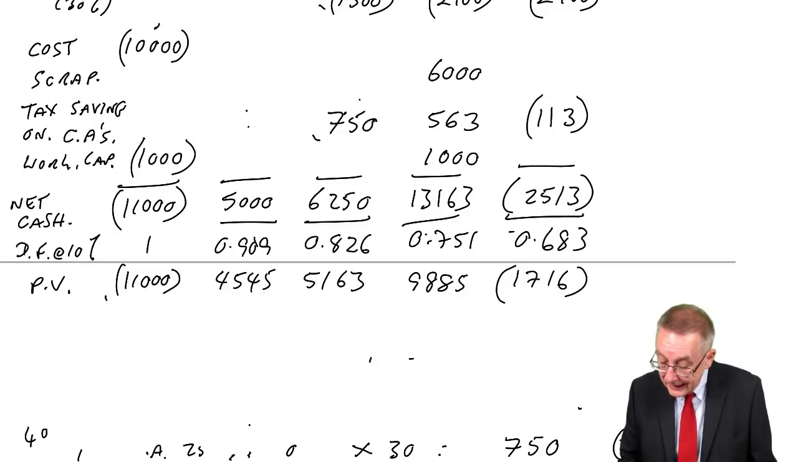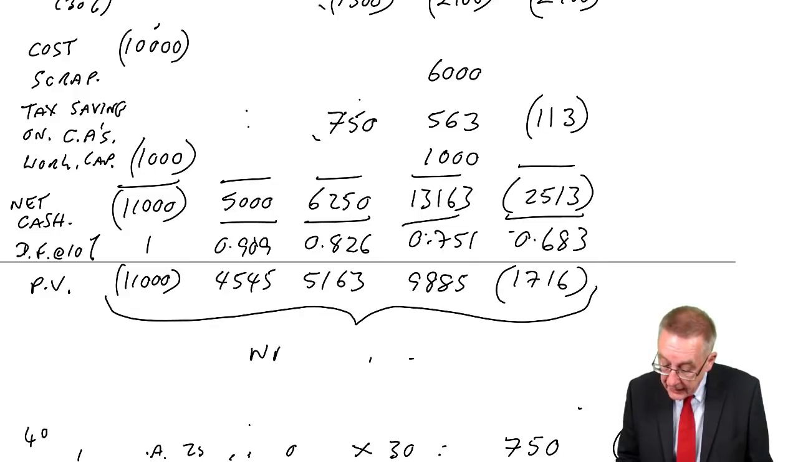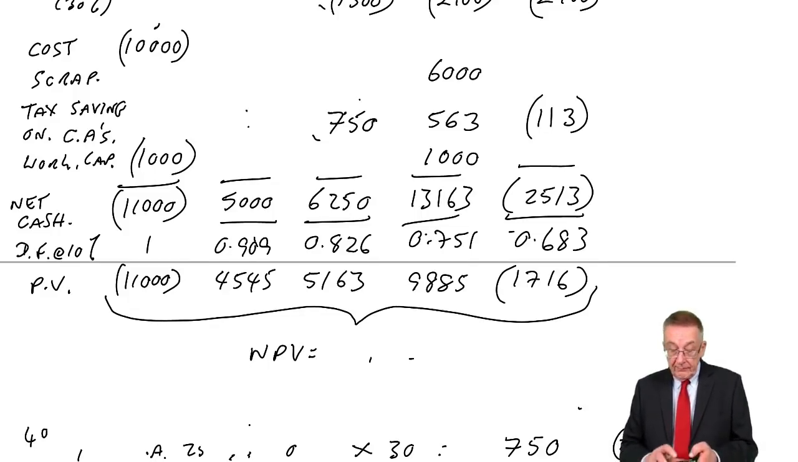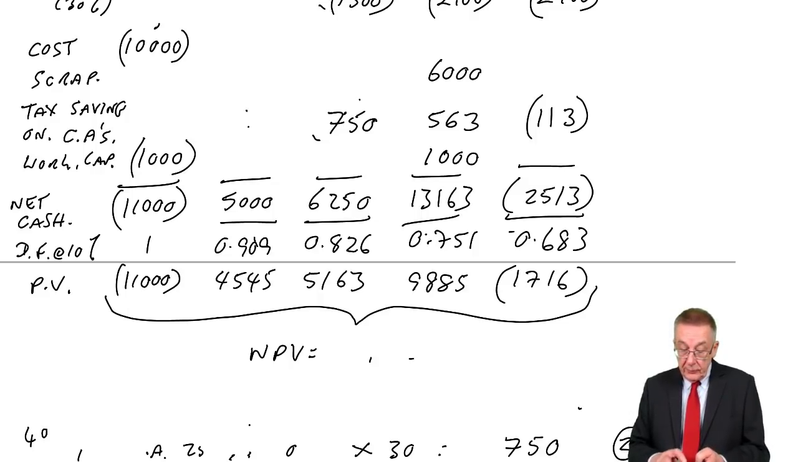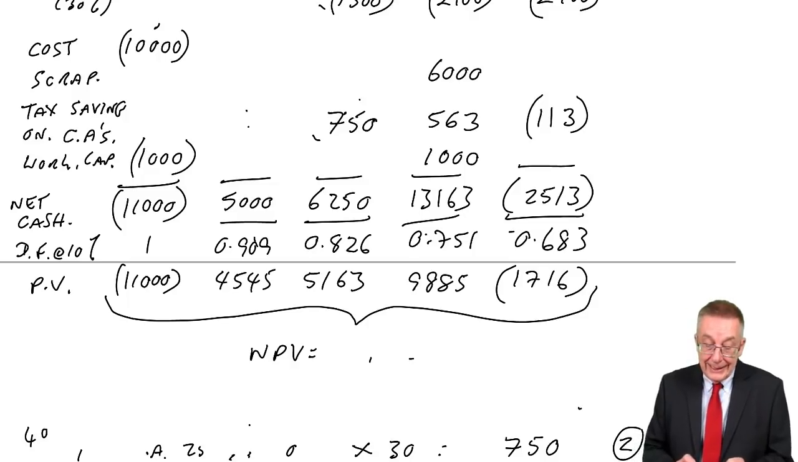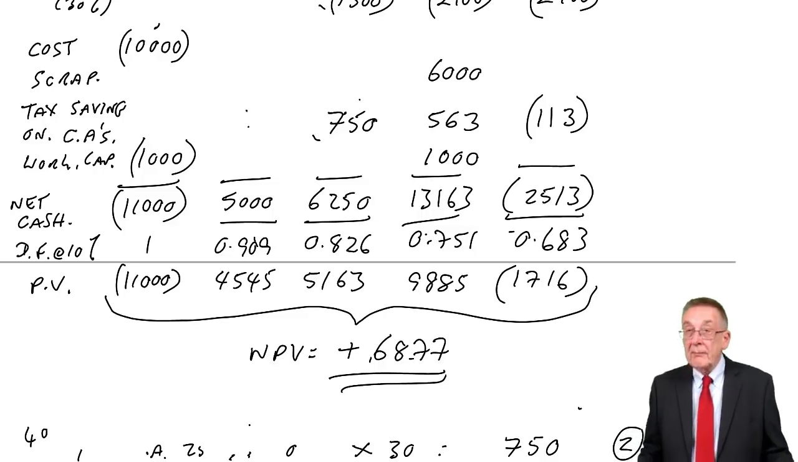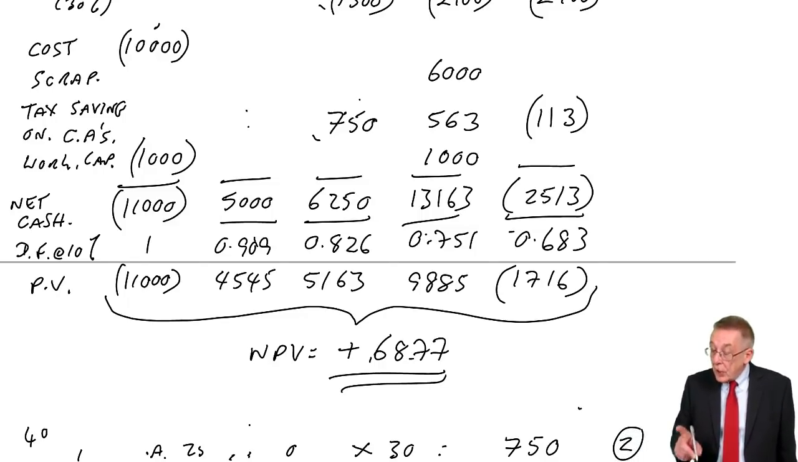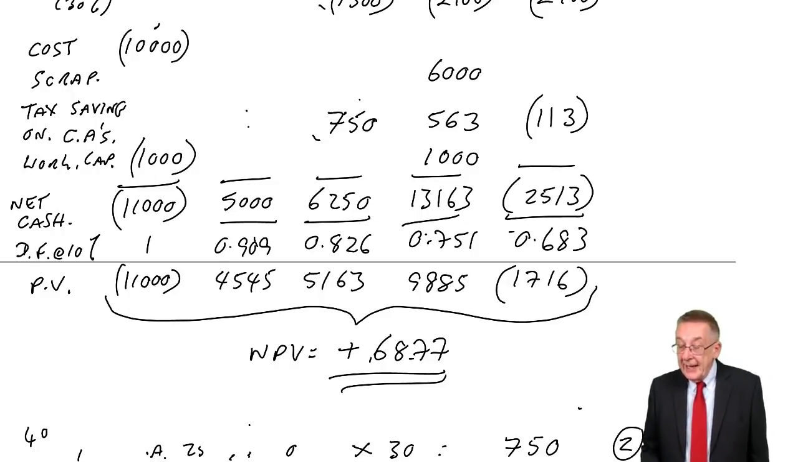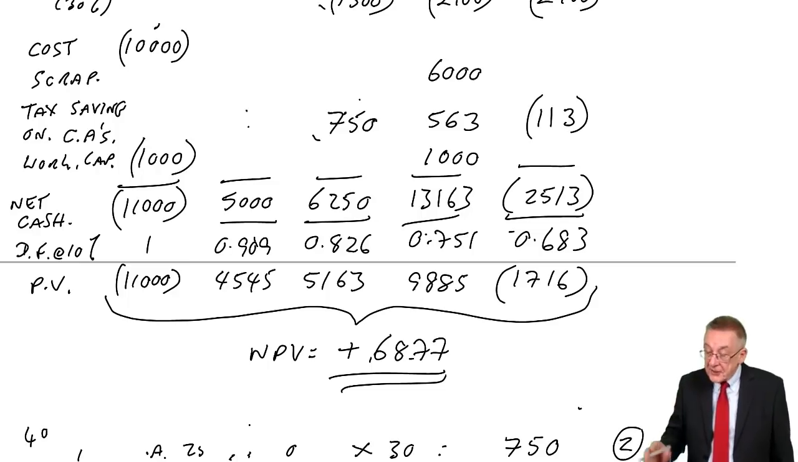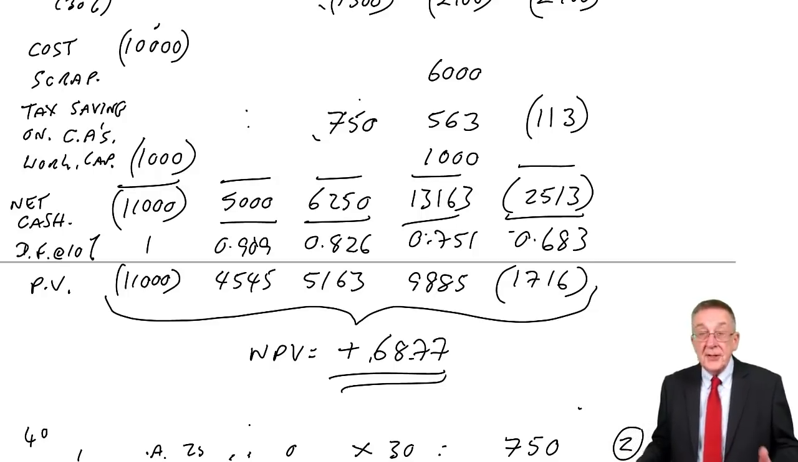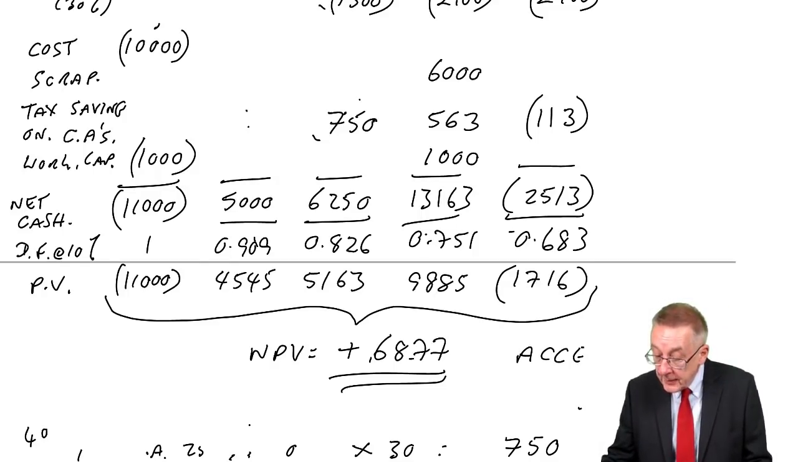And so finally, the net present value is what? 4,545 plus 5,163, 9,885 minus 1,716 minus 11,000. It's plus 6,877. And of course, don't just leave it at that. It may only be half a mark, but you must state as a result, will we accept or reject? Well, here, because it's positive as a surplus, we will therefore accept the project.